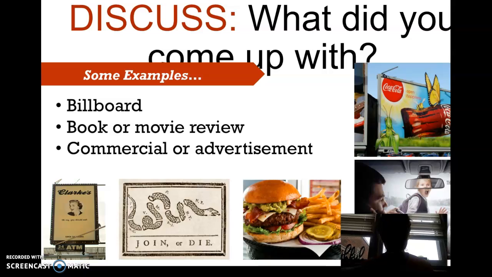So some examples of opinions are billboards, which you can see right over here, which are big signs that are marketing a product. Book or movie reviews. So if you're ever looking to watch a movie and you see that it has a really good review, that's because people's overall opinion is positive. If it has a bad review, people's overall opinion about the movie is probably negative. And sometimes commercials are advertisements.